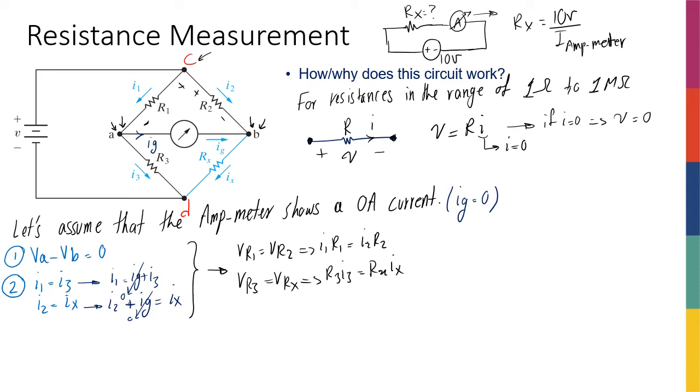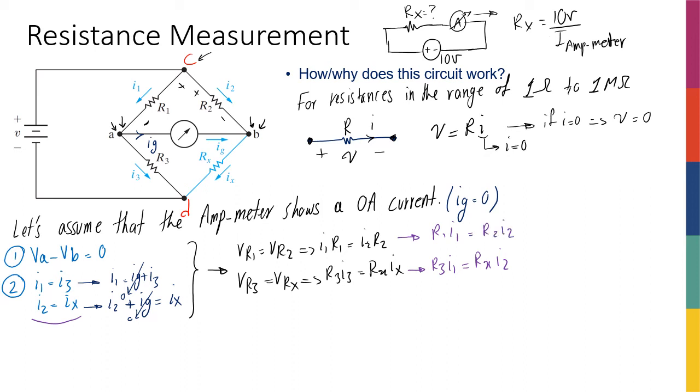Now, from these equations here, I can replace I3 with I1. So R3 I1 is equal to Rx times, instead of Ix, I'm going to put I2. And then from here, I'm just going to rewrite it. So R1 I1 is equal to R2 I2.